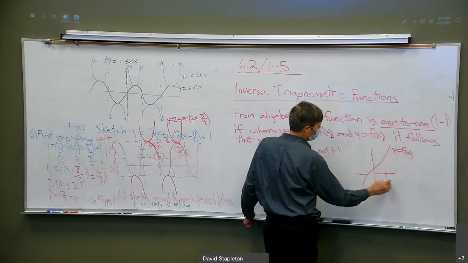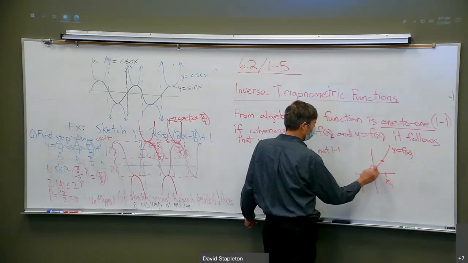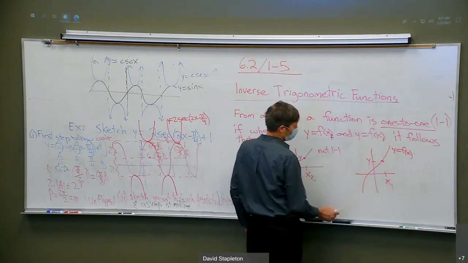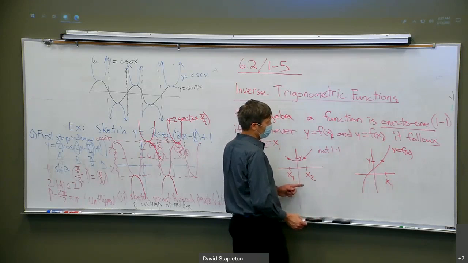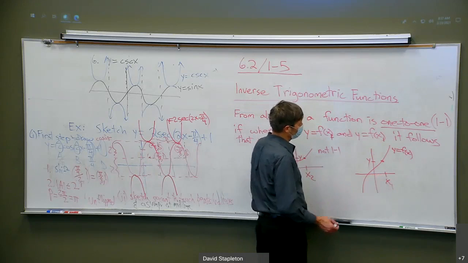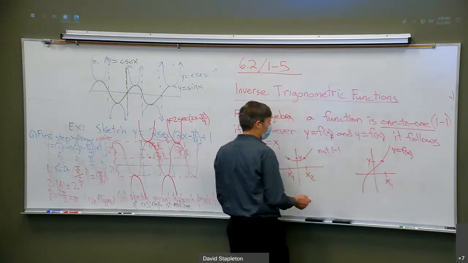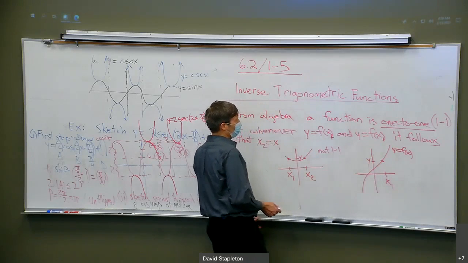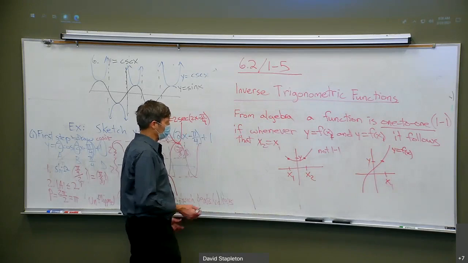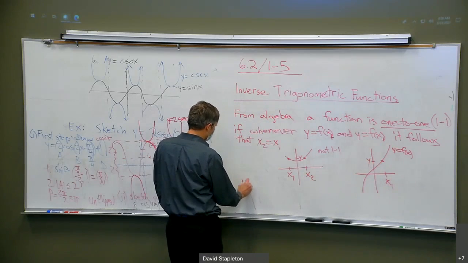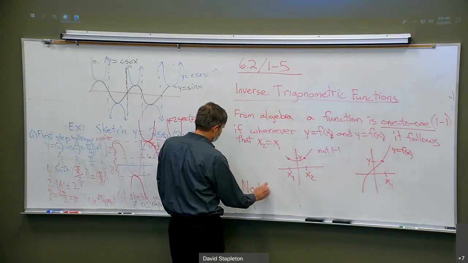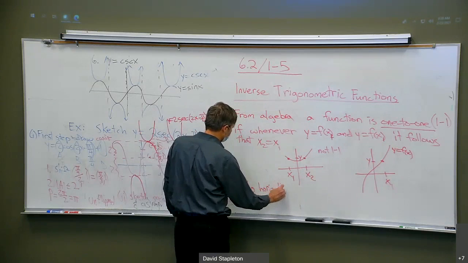If I take any y value whatsoever, say from this value x1, there's no other y value that comes from any other x value. This is the only x value that can give me that y. Right? And what this amounts to is passing a horizontal line test. It means graphically that no horizontal line can intersect the graph more than once.